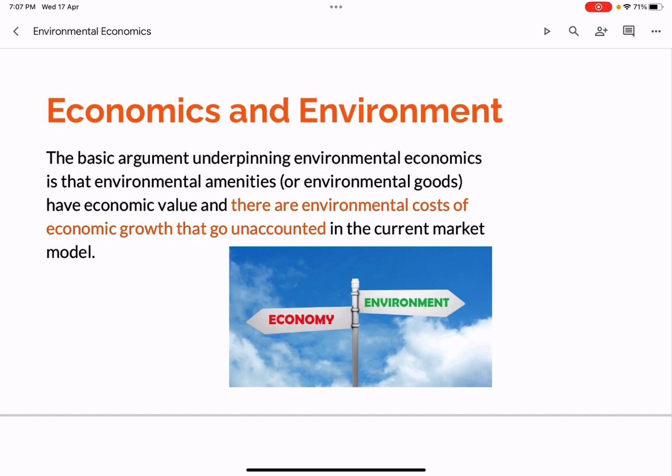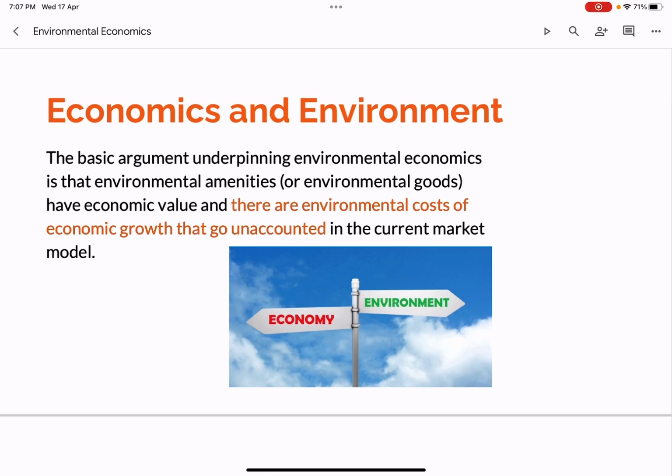So the basic argument underpinning environmental economics is that all the environmental goods or amenities have economic value, right? And then the current market framework does not address those economic values. So if you put those values to the environmental goods, then things could be all right, right?